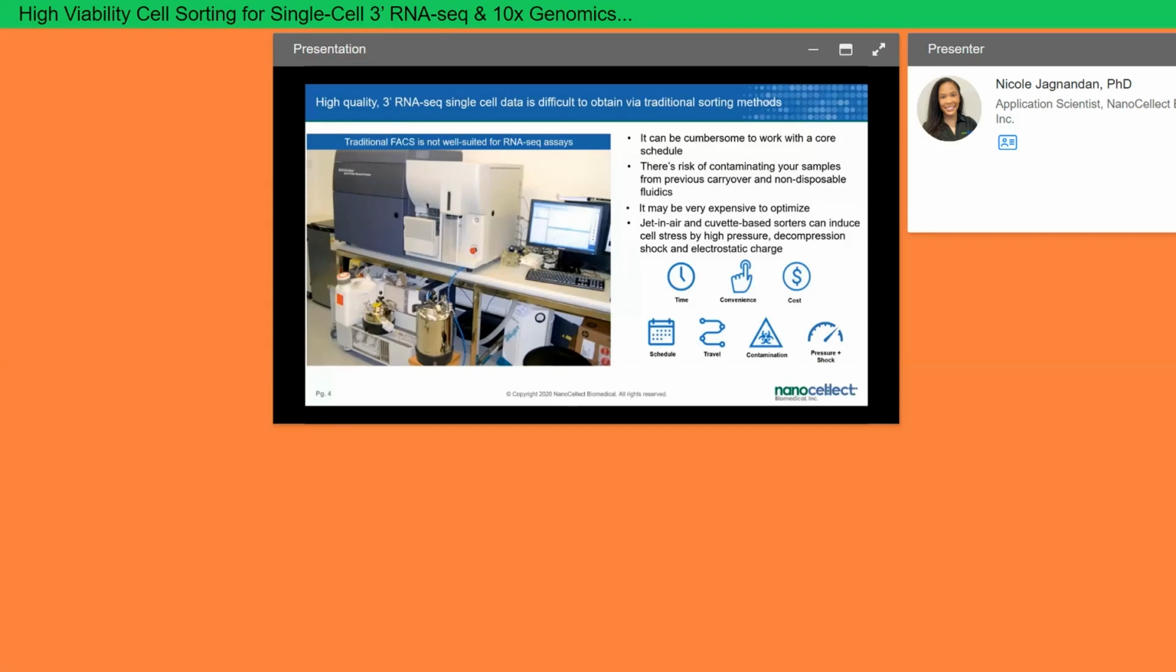So all these things, by inducing cell stress from all those factors, can have an effect on gene expression and potentially cloud the types of conclusions that you would come to from that type of data. So, just inducing more error than needed potentially.